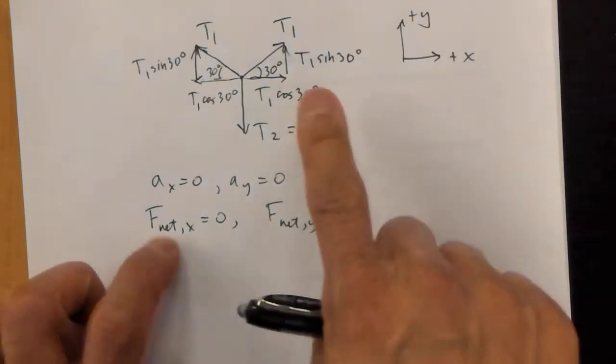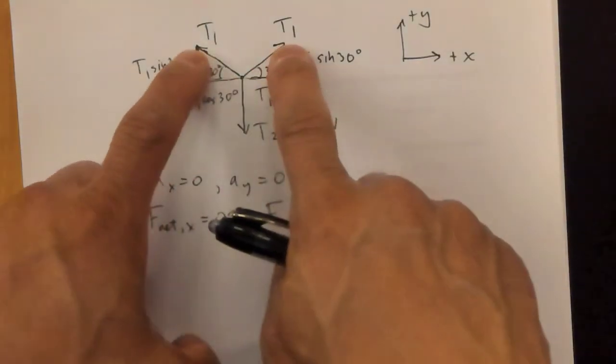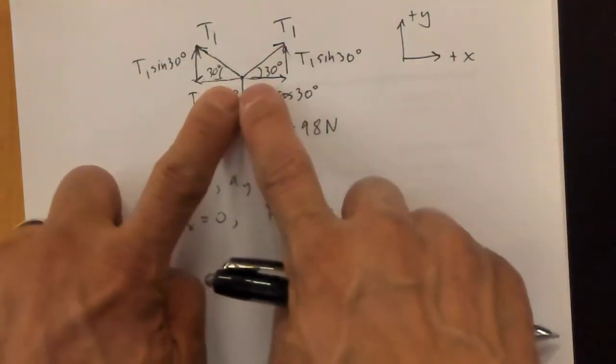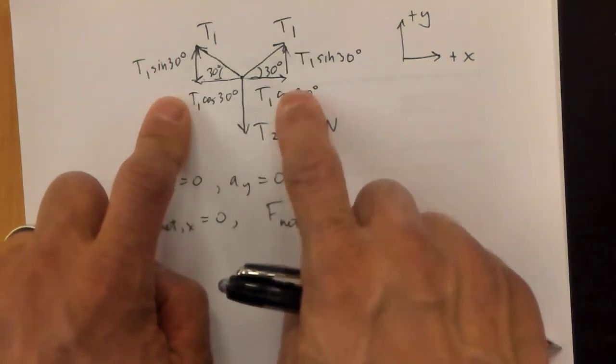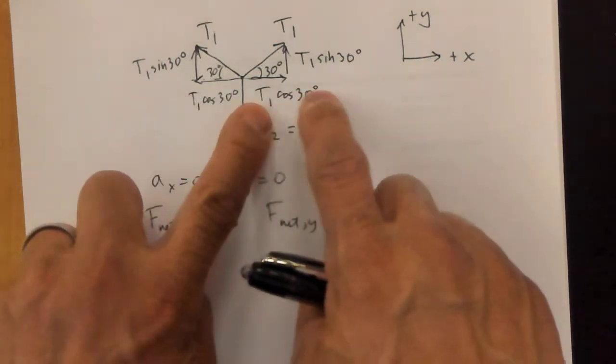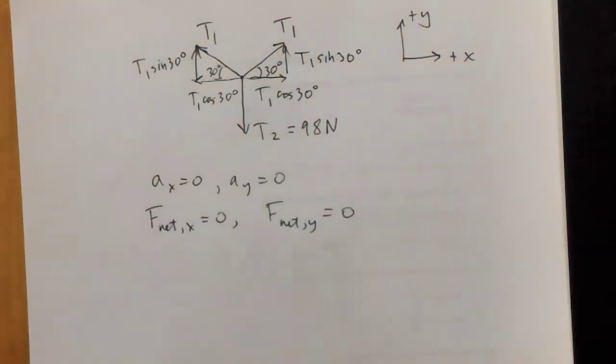Not really, because I set it up. I said both tensions have the same value, so they're going to cancel each other out. I'll get an equation: T1 cosine 30 minus T1 cosine 30 is equal to 0. And then I won't be able to solve for T1 because I'll just get 0 equals 0.